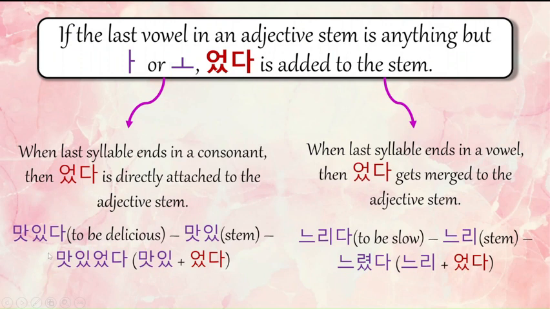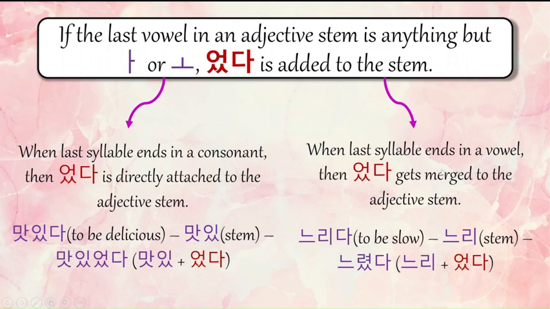For example, look at this adjective 맛있다, which means to be delicious. Stem is 맛있. So look at the stem. The last vowel is e. It is neither a nor o. So ending is going to be otta. Fine. Now the stem ends in a consonant. So otta is going to get attached to the stem directly and it will become 맛있었다.